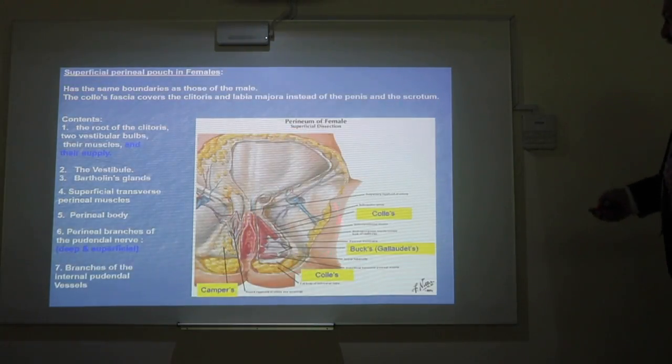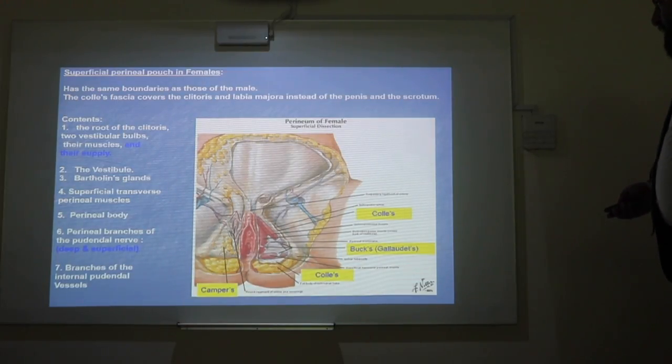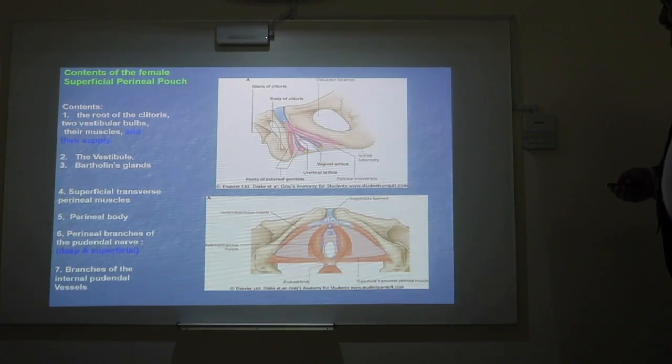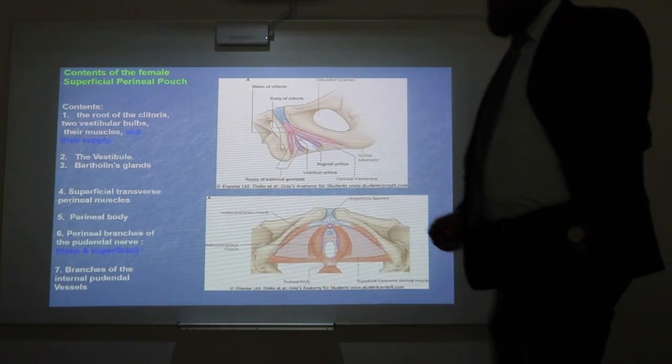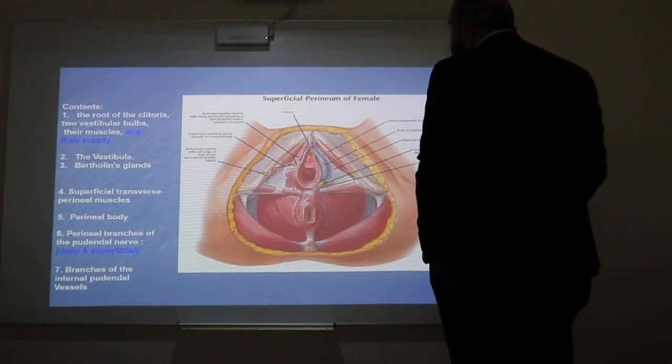Okay? Now for females it's exactly the same with the exception of Cowper's gland. Now we call them the greater vestibular glands or Bartholin glands. They are located underneath the bulb of the vestibule, or vestibular bulb, or the bulb of the clitoris. Okay? So these are the greater vestibular glands underneath the bulb of the clitoris, and this is the only difference. Okay? Any questions?